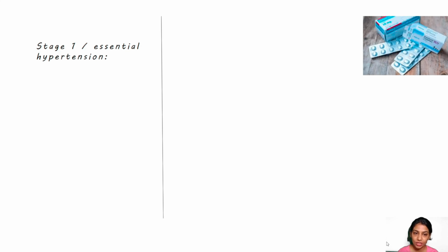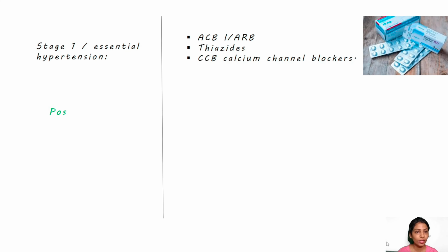Now let's discuss the treatment of hypertension in different clinical conditions. For stage 1 essential hypertension, the commonly used first-line medications are ACE inhibitors or ARBs, thiazide diuretics, and calcium channel blockers, also called CCBs. These drugs help lower blood pressure effectively and are commonly used depending on the patient's condition.